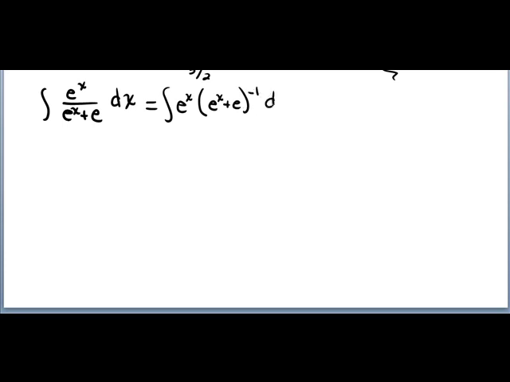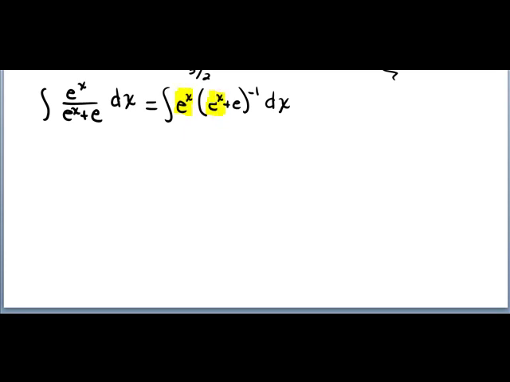Let's do another example, and that is the integral of e to the x over e to the x plus e dx. Now we can integrate just e to the x. The problem is this is really e to the x times e to the x plus e to the negative 1 dx. We cannot distribute the e to the x here, and so now we technically have two variables.